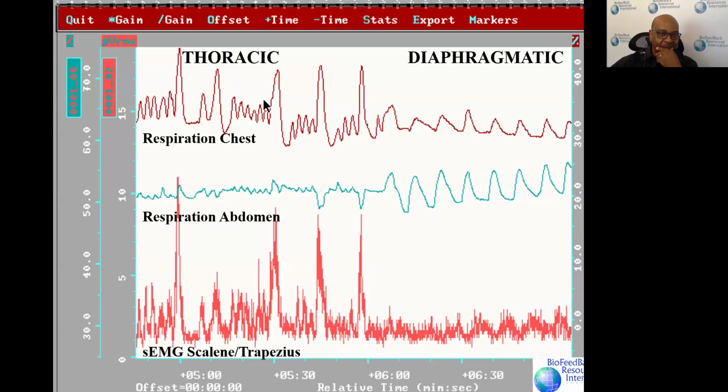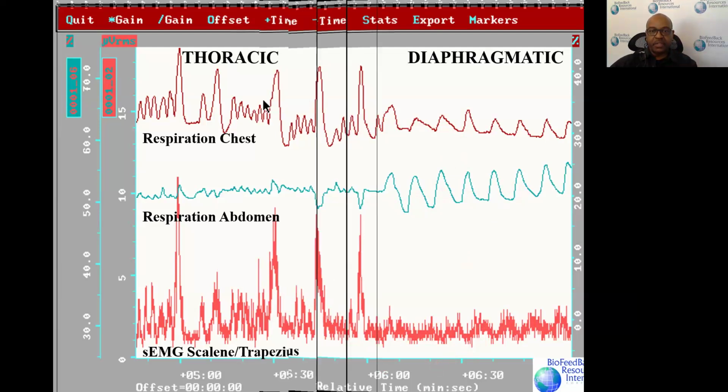This is an example of measuring respiration with a chest sensor and abdominal sensor. Here, when the person is not breathing in the way that we would want them to breathe, they're breathing more up in the chest. And here we're measuring with EMG, picking up from the trapezius and the scalene. With the EMG sensors here, you can see most of the activity is with the muscles. When they shift over to diaphragmatic breathing, you can see more movement with the respiration sensor because their abdomen is moving, and less activity with the EMG because they're not activating the upper body muscles as much.